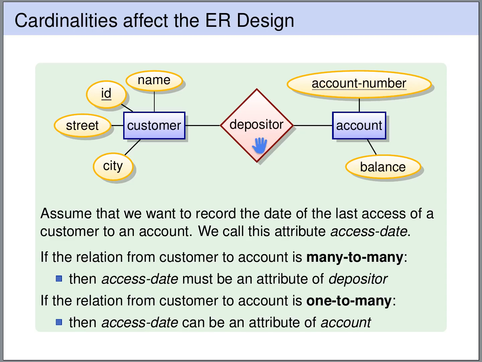However, if the relation between the customer and the account is one-to-many, so if every account has precisely one customer, then we can make the access date an attribute of account.